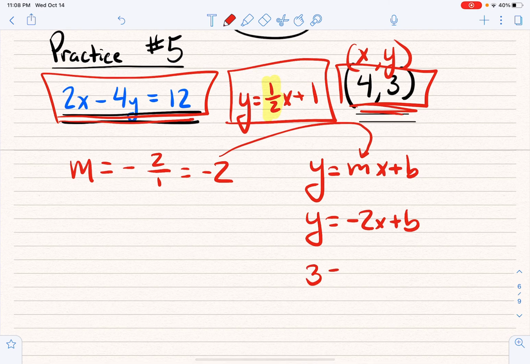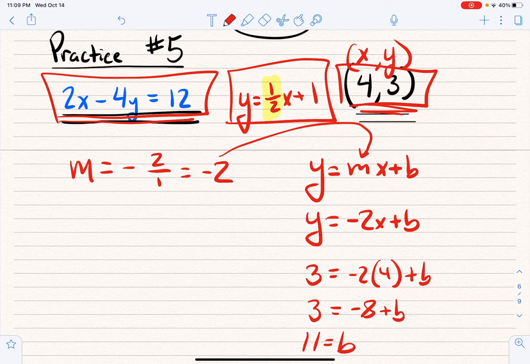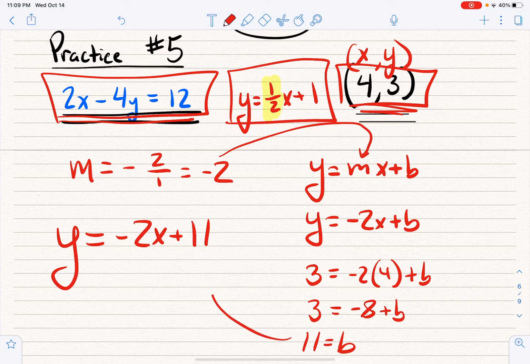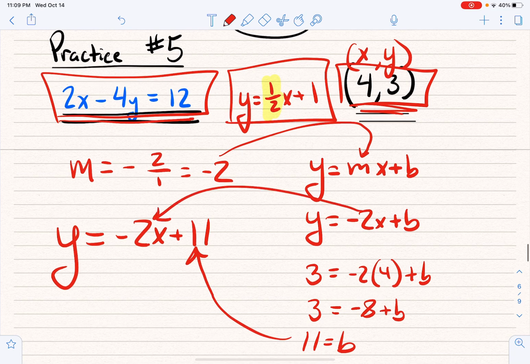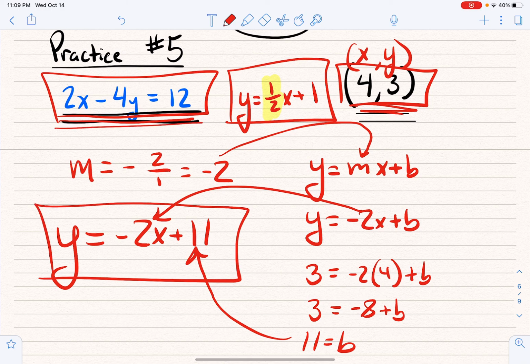Say 3 is equal to -2 times 4 plus b. So 3 is equal to -2 times 4 is going to be -8 plus b. If I add 8 to both sides, I get 11 is equal to b. So therefore, my equation is y equals -2x plus 11. That came from right here. This went right there. Okay? And so this is the equation of a line that's perpendicular to this line, but passes through this point. Hopefully that's what you had.